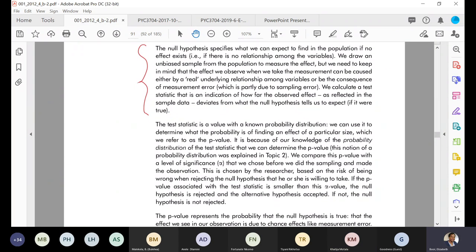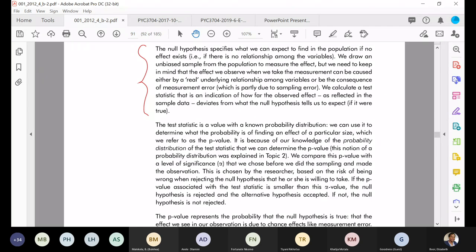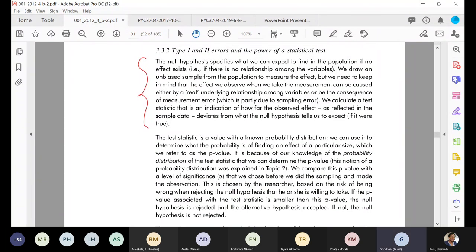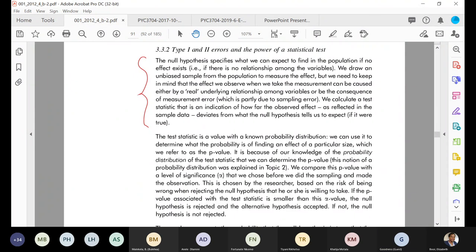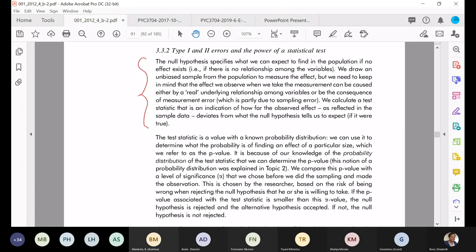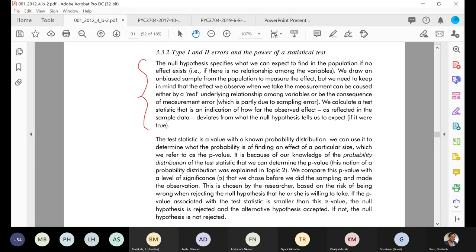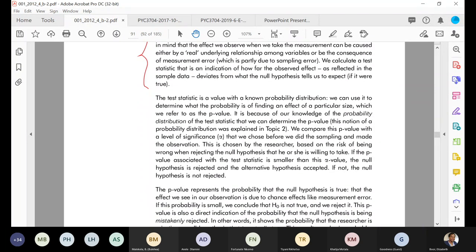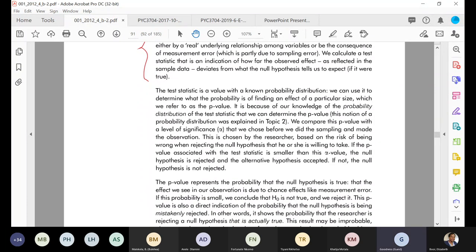The last part: you calculate a test statistic that is an indication of how far the observed effect, as reflected in the sample data, deviates from what the null hypothesis tells us to expect if it were true. The test statistic is a value with a known probability distribution. We can use it to determine the probability of finding an effect of a particular size, which we refer to as the p-value.